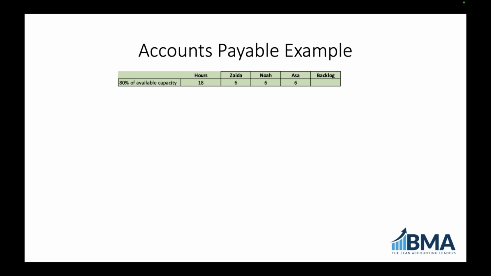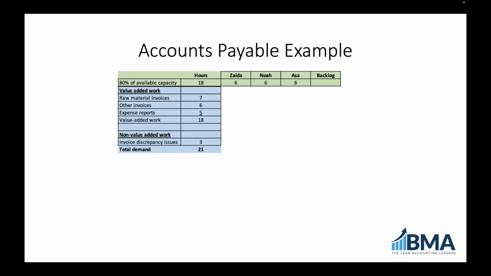So here's a very simple example in accounts payable. We have 3 employees, Zeta, Noah, and Asa. In a typical 8-hour day, 80% of an 8-hour day is 6.4 hours. So let's just round it down to 6 hours. That's your available capacity to plan work against.